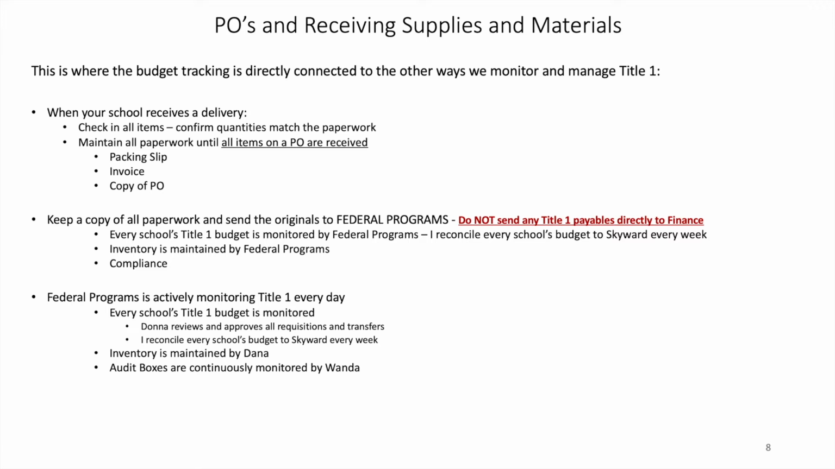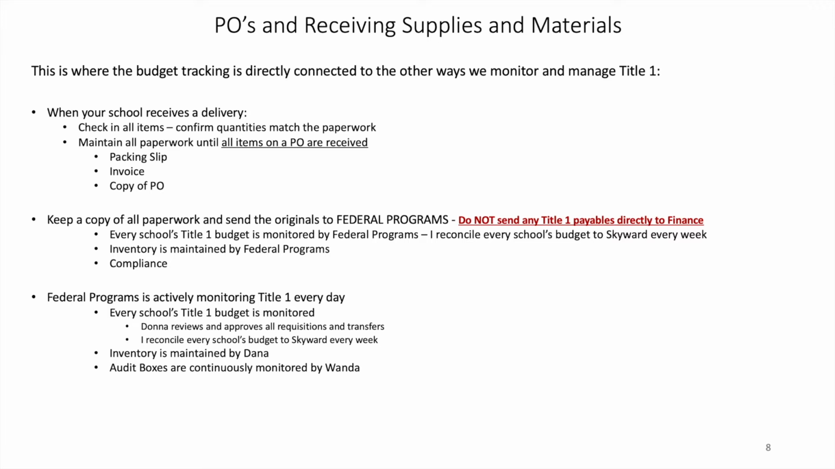Hold on to all that paperwork until all of the items on the PO have been received. Then make a copy of the paperwork for your records and send the originals to federal programs. Do not send any Title I payables directly to finance.